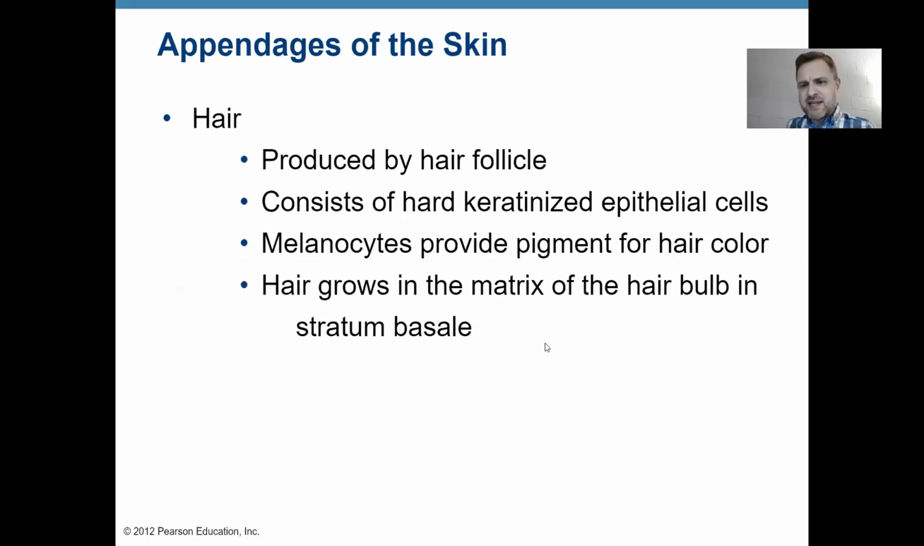So hair, we're not going to get into hair that much. Hair is, again, produced in a hair follicle. Hair cells themselves are basically epithelial cells, like in your skin, but they are very highly keratinized to make them sort of hard and firm. At the base of the hair follicle, there'll be melanocytes, which give hair its pigment, which gives hair its color. And basically, in the bottom of a hair follicle, I'll show you this in a minute, the hair originates from the stratum basale, like we saw back in the first video.